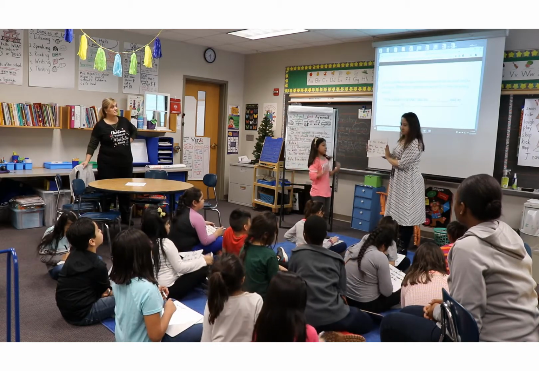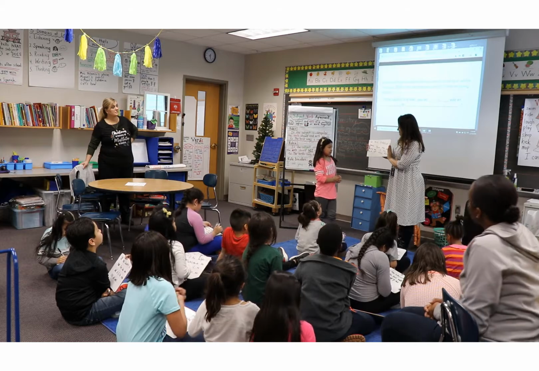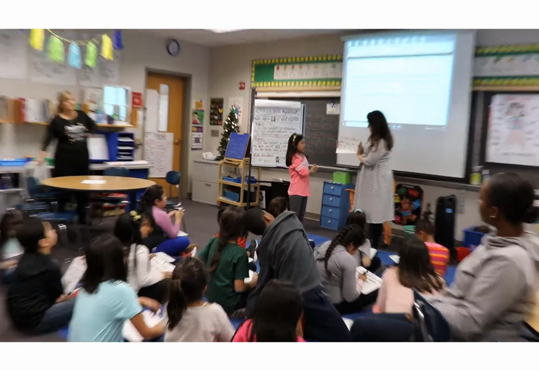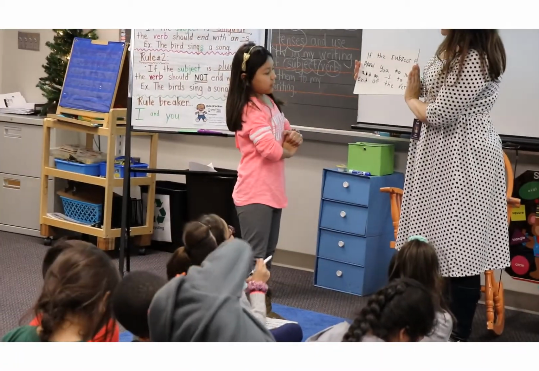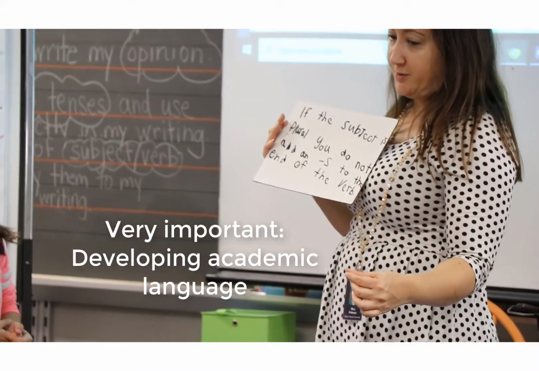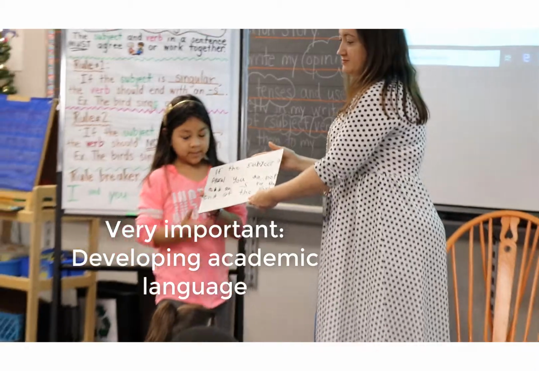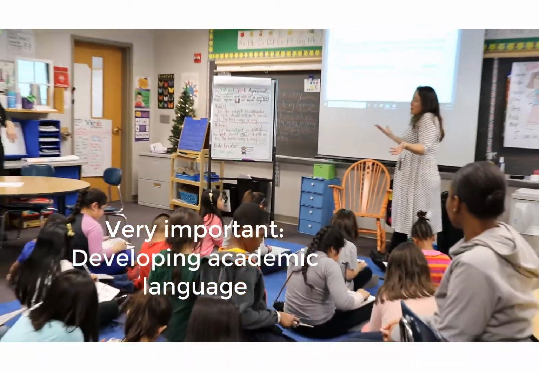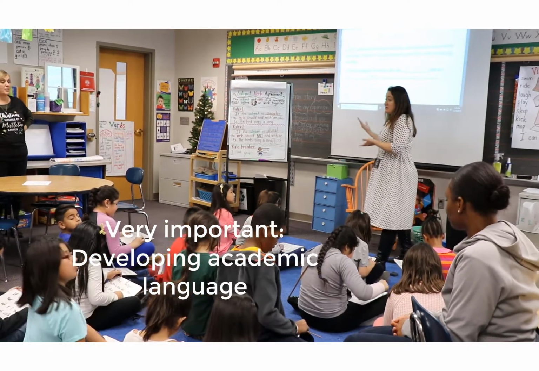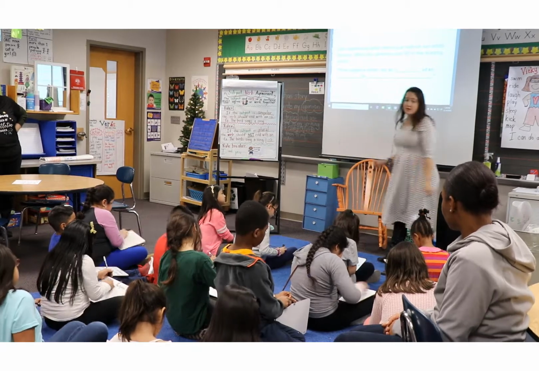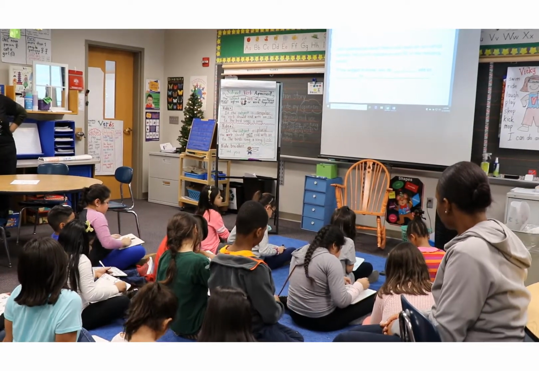Go ahead. If the subject is plural, you do not add an S to the end of the verb. And I like what she said, because she didn't just say word. She said you do not add an S to the end of a verb. Give her a hand. That's okay. Because when we say word, we don't really know which kind of word you're meaning. Are you talking about the subject? Are you talking about the verb? If you put verb, that's the best, most specific English that you could give.